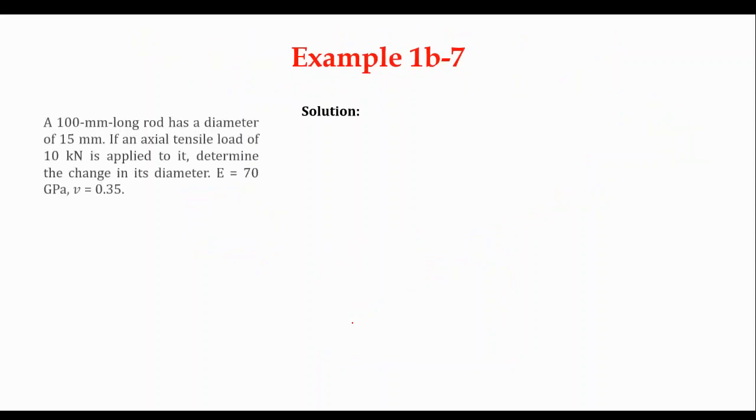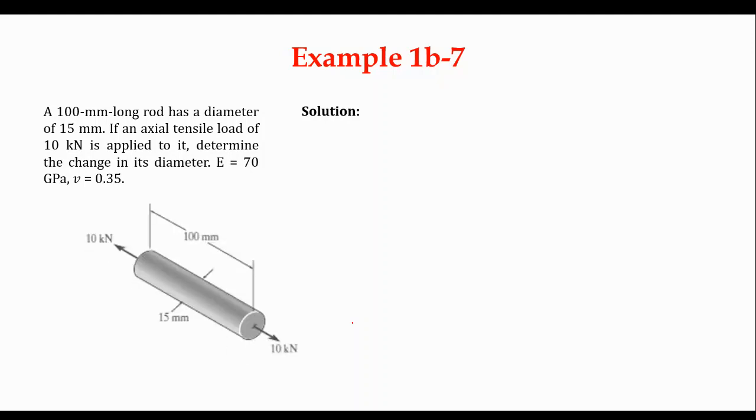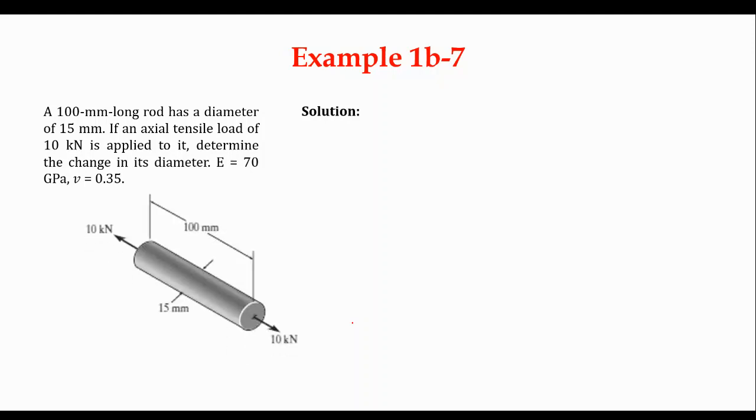Let's have an example para mas ma-visualize. A 100 millimeter long rod has a diameter of 15. Initial diameter na siya ha. If an axial tensile load of 10 kilonewton is applied to it, determine the change in its diameter. So take note, the E is 70 gigapascal and the Poisson's ratio is 0.35. So ito yung figure mo.